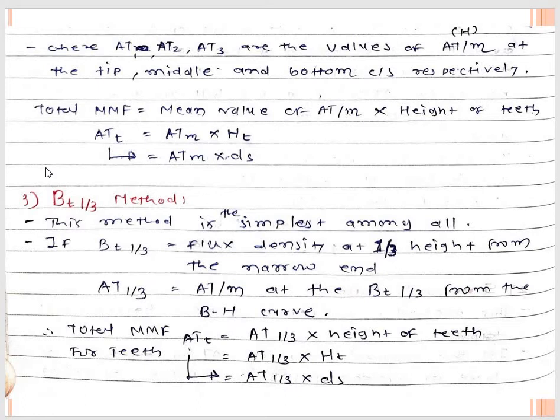Now the last method is the BT 1/3 method, where B stands for magnetic flux density. This method is the simplest among all. BT 1/3 is the flux density at 1/3 of the height from the narrow end.